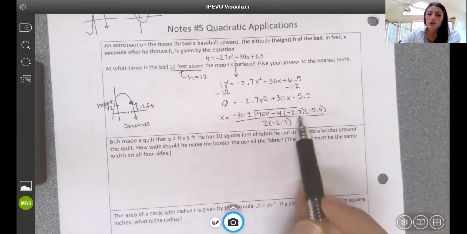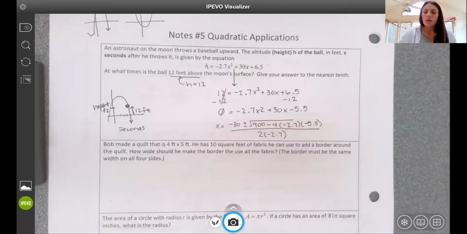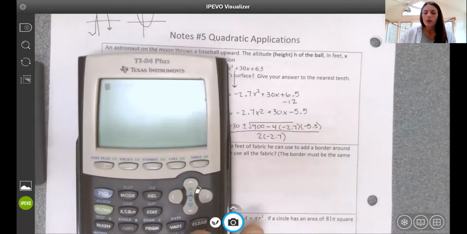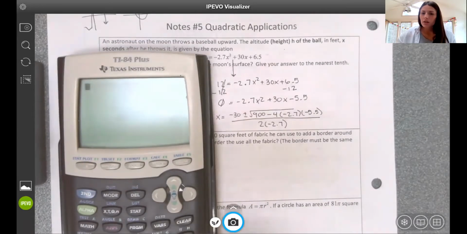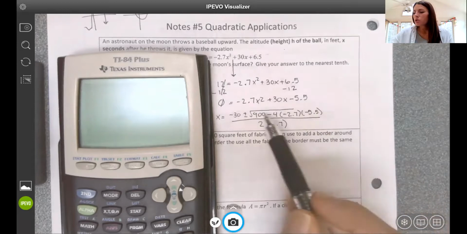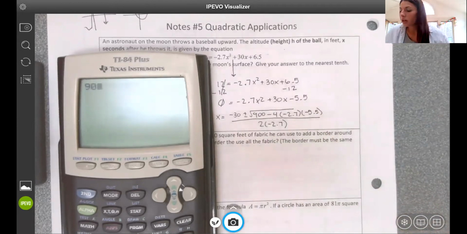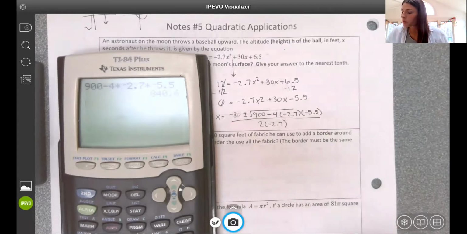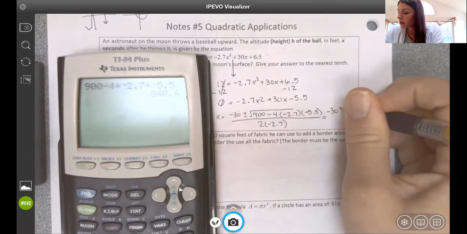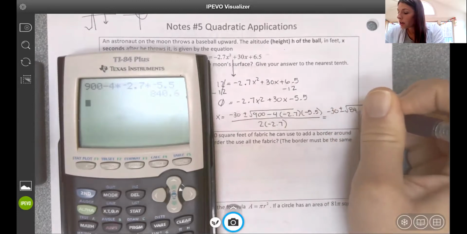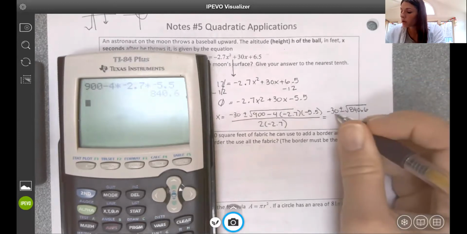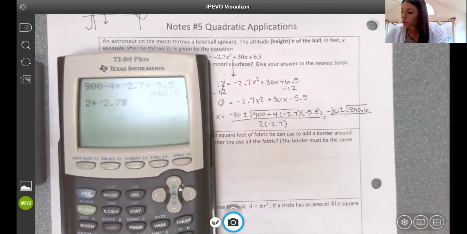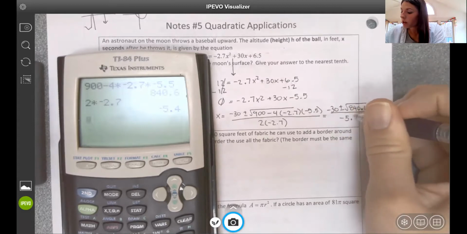Okay, so I substitute into my quadratic formula, really careful there. And then I'm going to use my calculator. I have a graphing calculator, but a scientific calculator is fine. What I'm going to do is type in everything underneath this square root to simplify it. So I'm going to have 900 minus 4 times a, just being really careful with negatives, right? So it's negative 2.7 and negative 5.5, which gives me 840.6 underneath my square root, and 2 times negative 2.7, giving me negative 5.4.